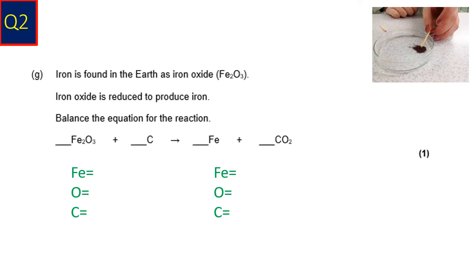Then for G, iron is found in the earth as iron oxide, Fe2O3. Iron oxide is reduced to produce iron. Balance the equation for the reaction. So you can see here where they've put these lines, that is where we are going to put our numbers. We can't put them anywhere else but those four places. And the best way to approach these balancing equations is to tally up the atoms on each side and then work from there.